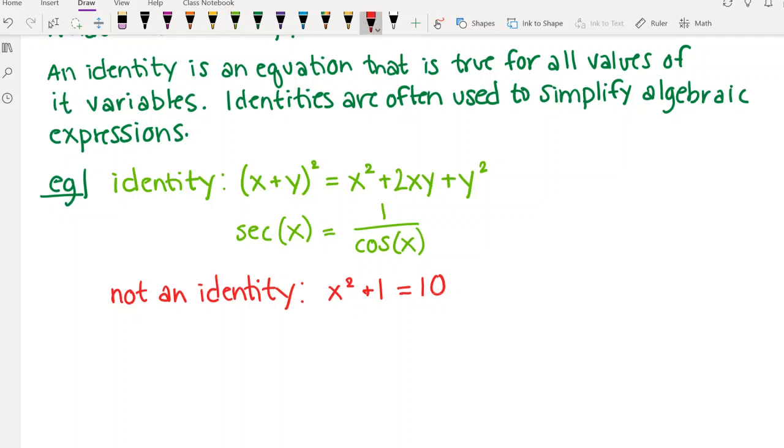And another example of something that's not an identity would be something like cosine of x is equal to 1. That's an equation and it has some values that work, right? So for example, 0. When you plug in 0 for x, cosine of 0 is 1. However, if you plug in pi or pi over 2 or pi over 4, like lots of other different angles, this is no longer true. So it's not an identity.